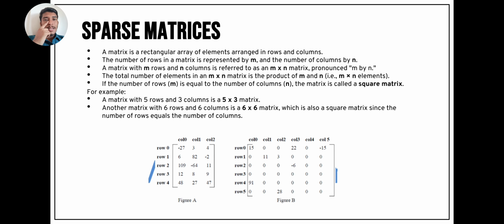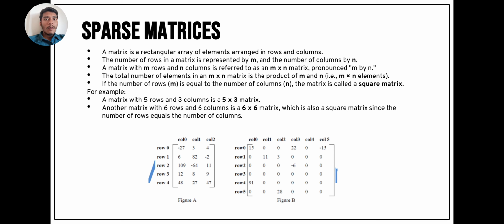A matrix is a rectangular array of elements arranged in rows and columns, as you all know, guys. The number of rows in the matrix is represented by m and the number of columns by n. A matrix with m rows and n columns is referred to as an m cross n matrix, pronounced m by n. The total number of elements in an m by n matrix is the product of m and n, so m into n elements.